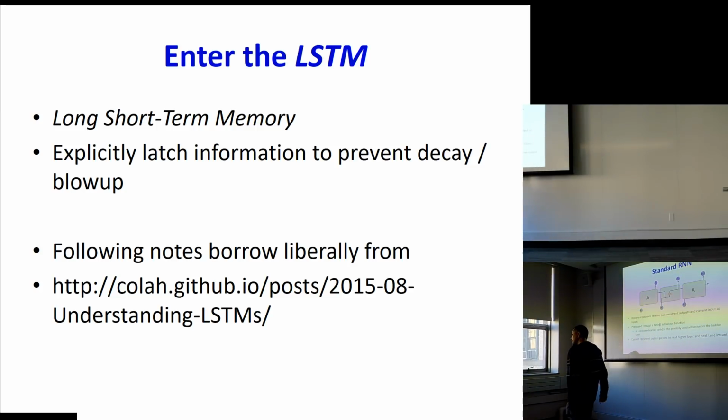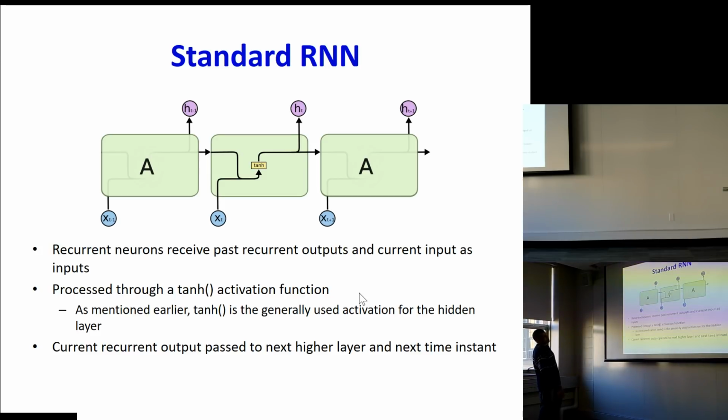So here's the standard recurrent neural network, which receives past recurrent outputs and the current input. You have a hidden layer and the current input, both of them go into some tanh, and you produce the next hidden layer. This was your standard recurrent network, and H feeds to the output layer.